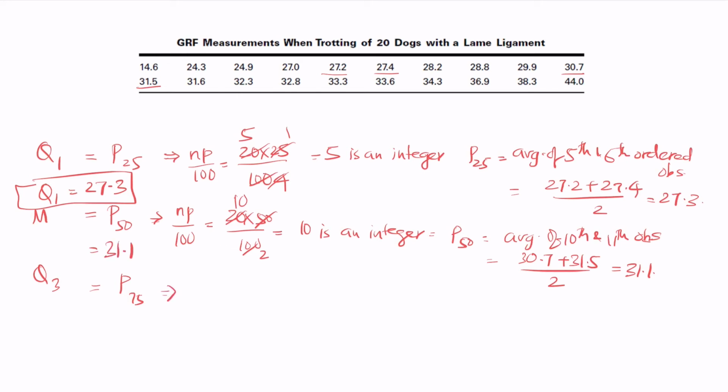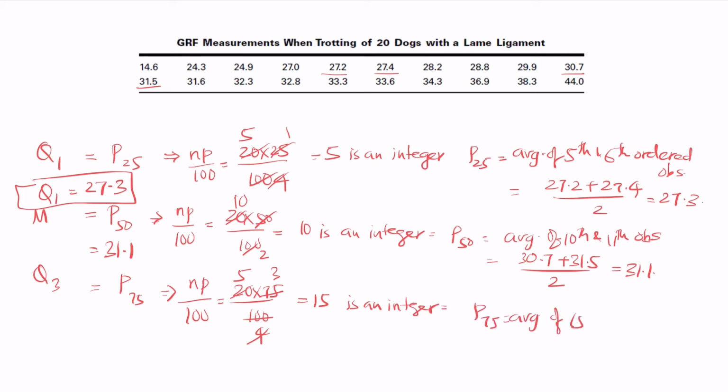Q3 is P75, again NP by 100. 20 into 75 by 100. So 25 threes, 25 fours, 4 ones, 4 fives. So that is 15. So again 15 is an integer, which means P75 becomes the average of the 15th and 16th observation. So the 15th observation is 33.3, the 16th is 33.6.